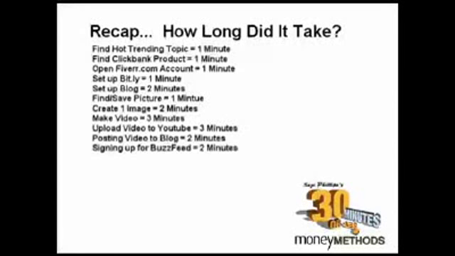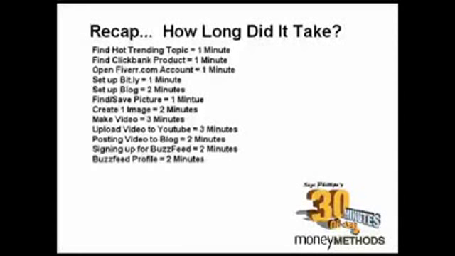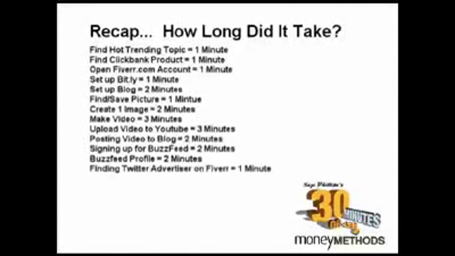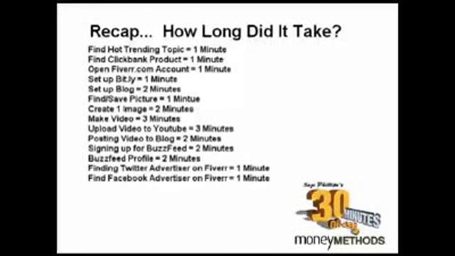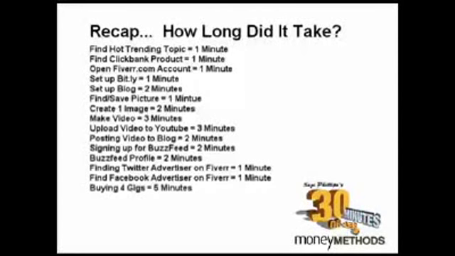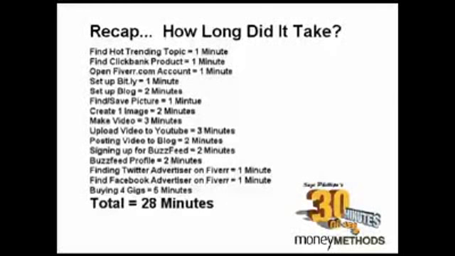Signing up for BuzzFeed took about 2 minutes. Setting up a BuzzFeed profile took another 2 minutes. Finding a Twitter advertiser on Fiverr took 1 minute. Finding a Facebook advertiser on Fiverr took 1 minute. And then buying my 4 gigs took about 5 minutes. So that's a total of 28 minutes.